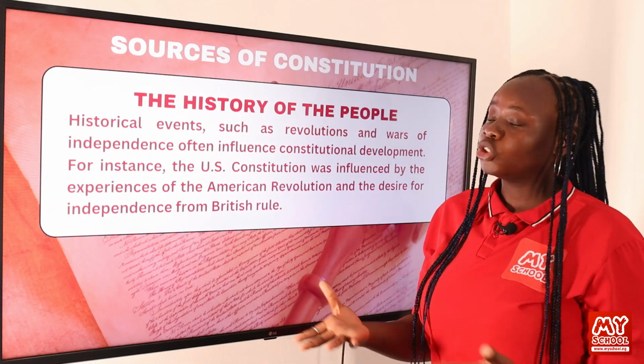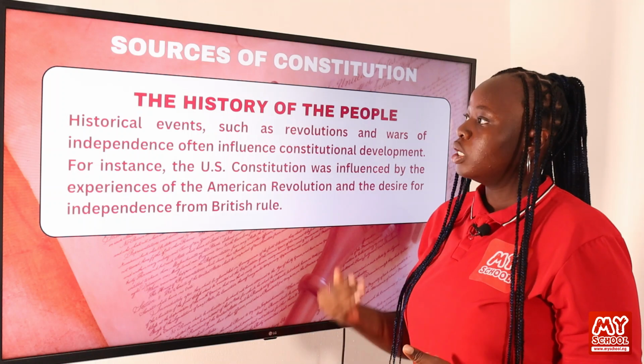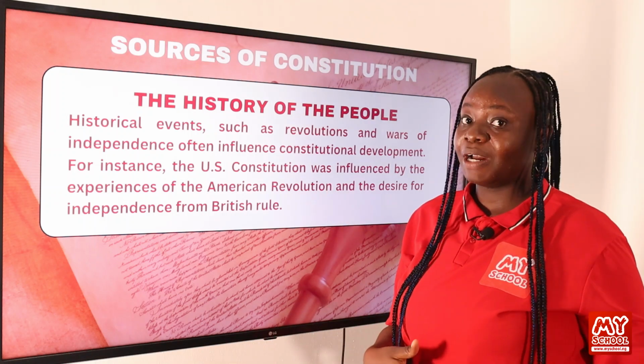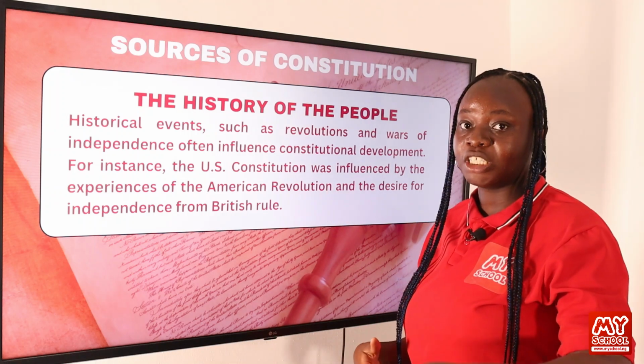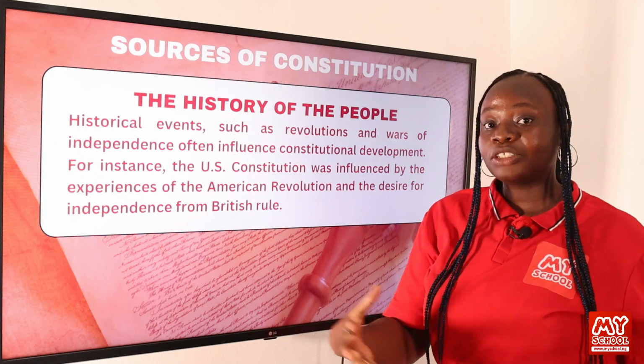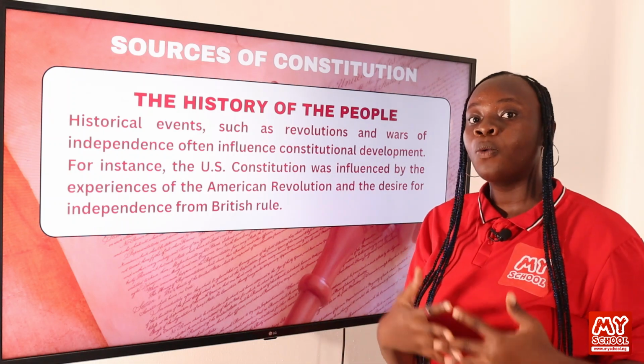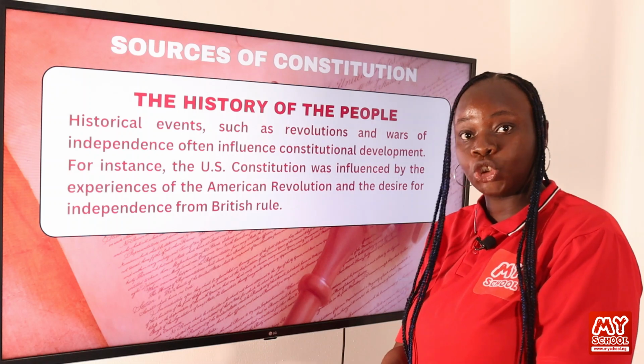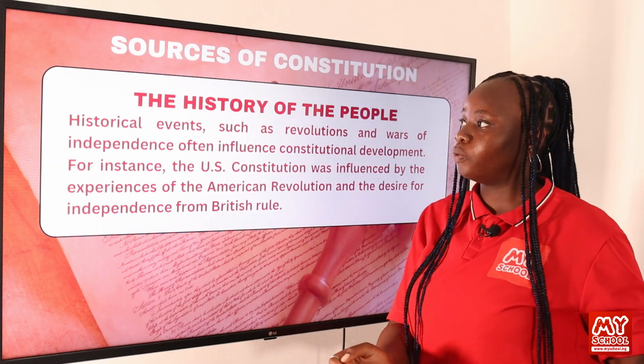rule. So just like so many other countries of the world, the United States was colonized by the British people, and so they sought for independence, and they decided to come together to agree on how the new state should be ruled outside of British influence.